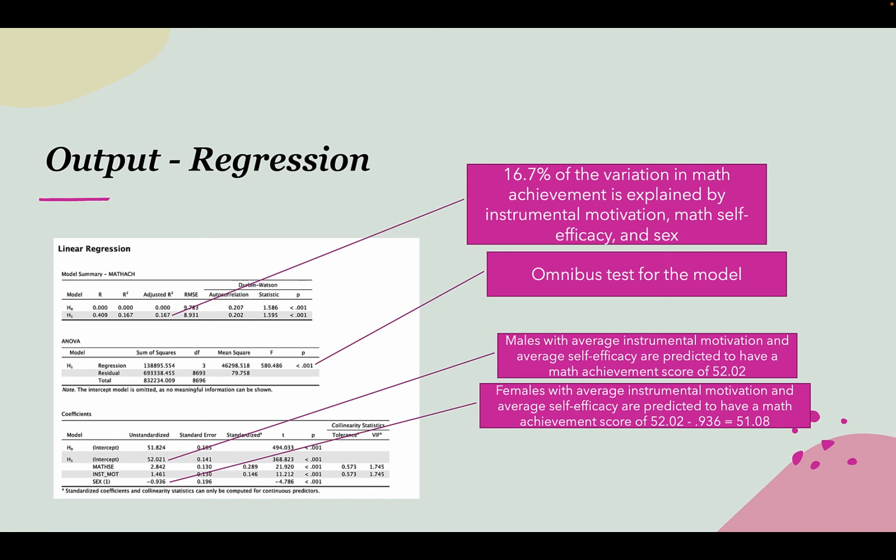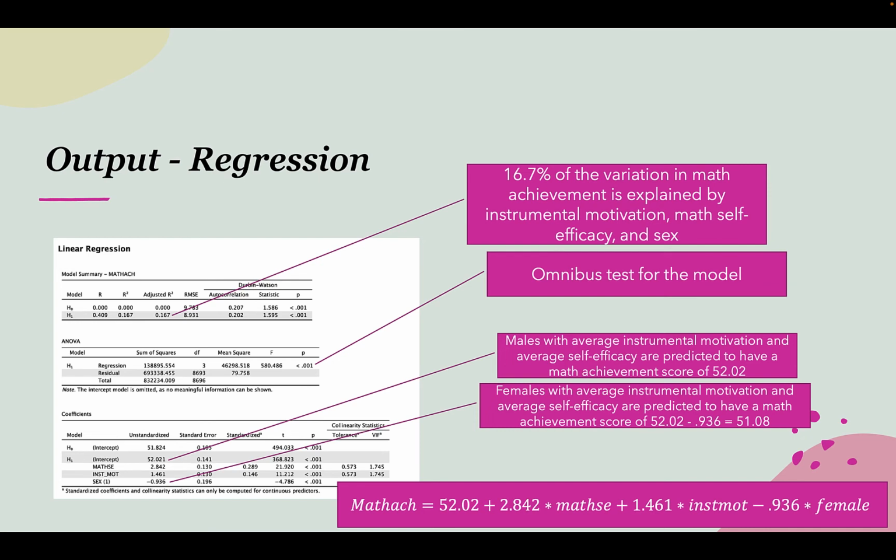All right, what about females? How does this change for females? Females with average instrumental motivation and average self-efficacy are predicted to have a math achievement score of 52.02 minus 0.936, giving us 51.08. So we see that the female line for 10th grade math achievement is shifted down by 0.936 achievement points.